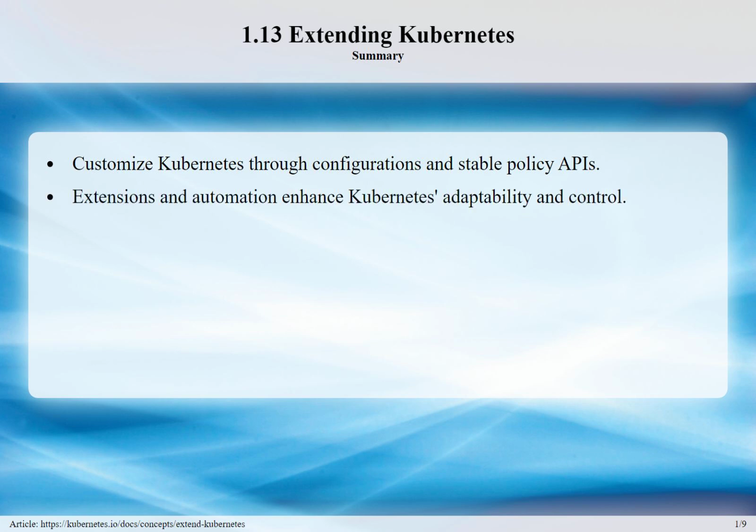Extensions expand Kubernetes functions by enabling new hardware and service integrations, often managed by hosted services. Automation, involving controllers, optimizes resource management through the Kubernetes API. Users can extend APIs via custom resources or aggregation layers.